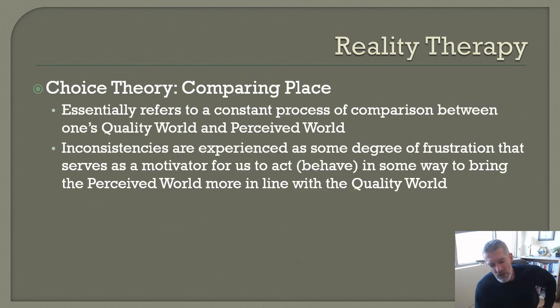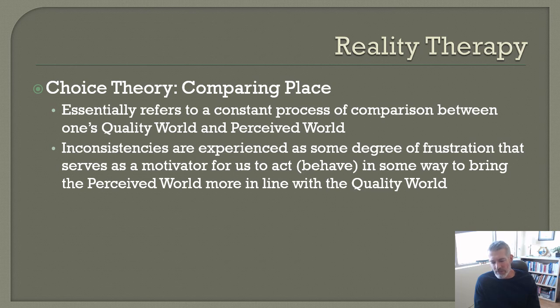Okay, so we have the perceived world, which is essentially the world in our subjective experience, the way we perceive the world to be, however accurately or inaccurately. And we have the quality world, which is essentially what we're emotionally invested in our worlds, what we would like things to be like, what we would like the world to be, what we want out of the world.